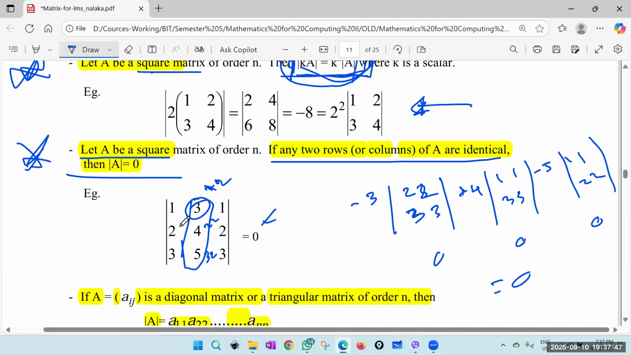And if you take any other row or column, you will get the same result. Any row, any column. I just took the special one because that is the easiest to explain. But if you take this row, then 1 into 4 into 3 minus 5 into 2, and so on, you will always get 0. So therefore, if any two rows or any two columns are the same, its determinant is 0. It's another important property.